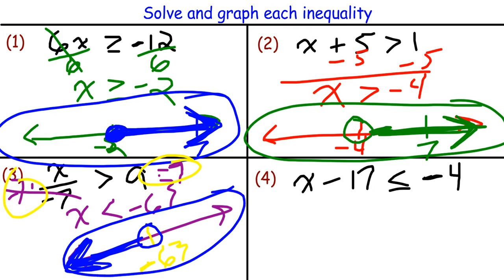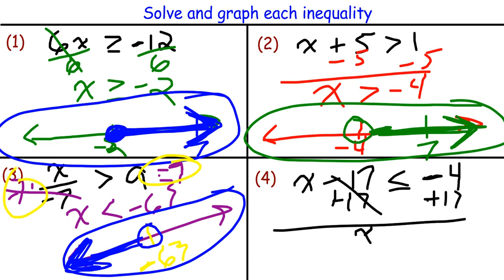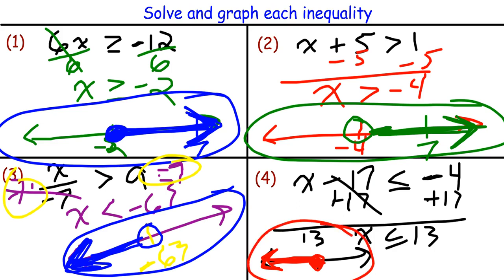And then finally, we're going to add 17 to both sides in number 4 to get x is less than or equal to 13. And when we draw this on a number line, 13 is the number that we're comparing to. It is a closed circle because it is less than or equal to, and x is less, so x is left. The lesser side of the number line is the left side of the number line. So closed circle over 13, arrow pointing to the left.